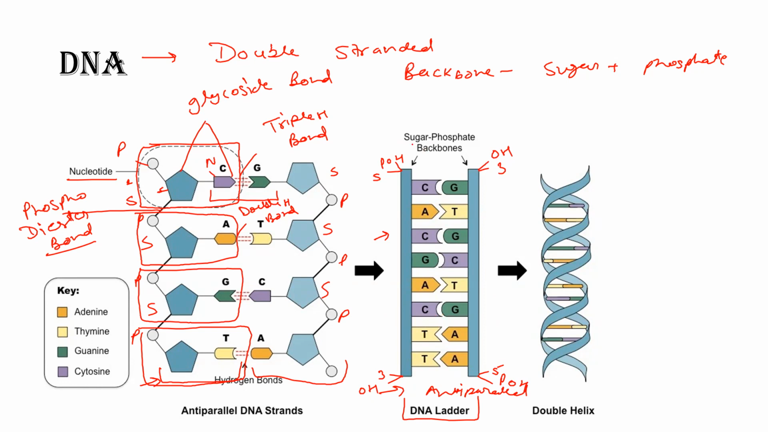The backbone, we know, is made up of sugar and phosphate, and between both strands, nitrogen base pairs are found. Cytosine is attached to guanine with the triple hydrogen bond, and adenine is attached to thymine with the double hydrogen bond. Then this double-stranded DNA is twisted around the axis at a 360-degree angle and forms the double helix of DNA.